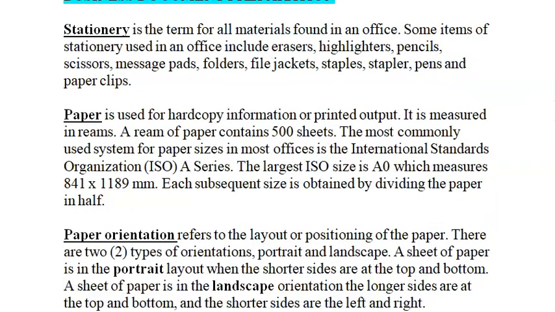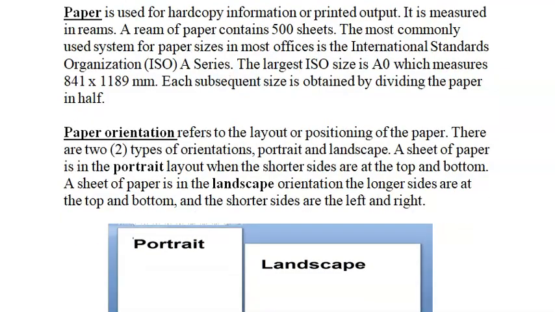So when you go and you buy that pack of paper, or you go to the office and you see persons with that pack of paper, that pack of paper is called a ream of paper. It contains 500 sheets inside. The most commonly used system for paper size, right, is the ISO, meaning the International Standards Organization, A series. The largest ISO size is A0, which measures 841 by 1189 millimeters, and each subsequent size is obtained by dividing the paper in half.